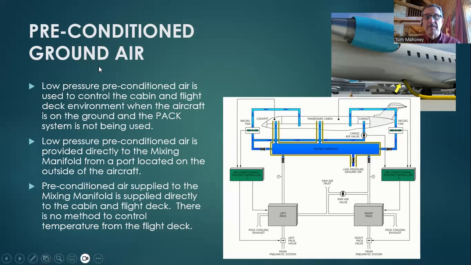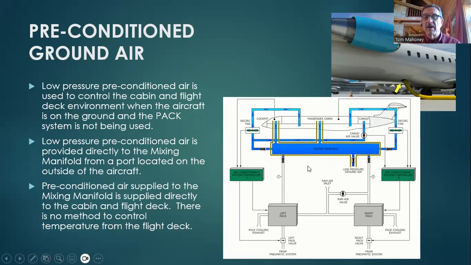Preconditioned ground air. Well, what is that all about? That's the air conditioning, preconditioned air that we supply to the mixing manifold. This is sort of like air coming out of the packs. It can bypass the packs. This is air that is being developed externally of the aircraft while it's parked at the gate. This is that air conditioning unit hanging underneath the jet bridge, or maybe it's a ground power cart of some sort, providing preconditioned air directly to the mixing manifold.